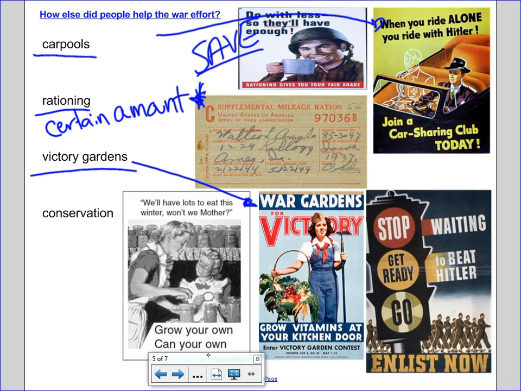And then conservation. That is saving or limiting the amount of things that you use. So you can see this picture here of this family that started canning, putting their food that they've grown into safe mason jars to have later on. The idea, once again, is to just limit the amount of resources we use, because the less we use, the more we can send to our soldiers.